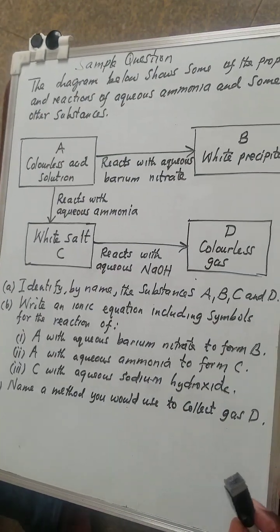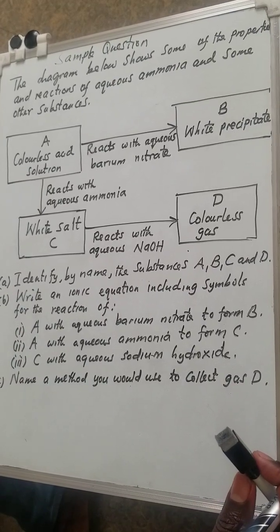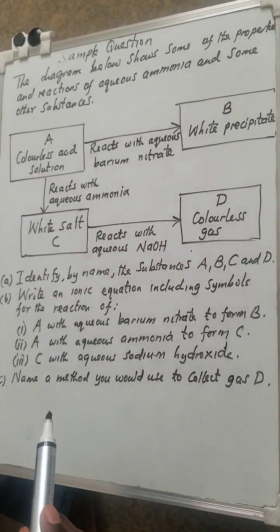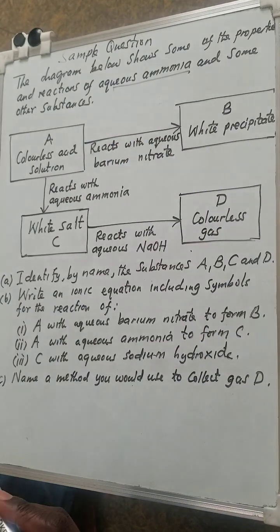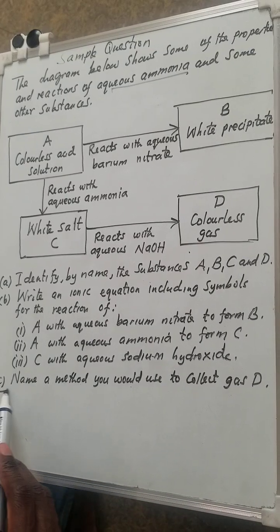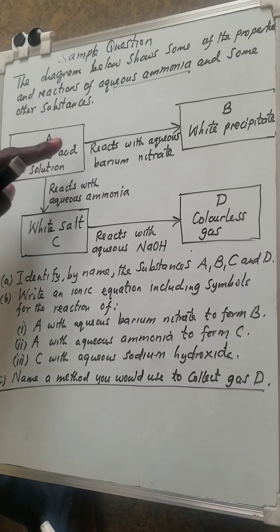I have another examination question that came, which you can simply look at. Very important question. Please pay attention so that you are able to benefit. It says the scheme below shows some of the properties and reactions of aqueous ammonia. So they're telling you reactions of aqueous ammonia and some other substances. This is a reaction scheme that they have given you. So it's very important that you have a lot of ideas about chemical reactions and their properties. They say a colorless acid solution. So this is an acid, acid A.